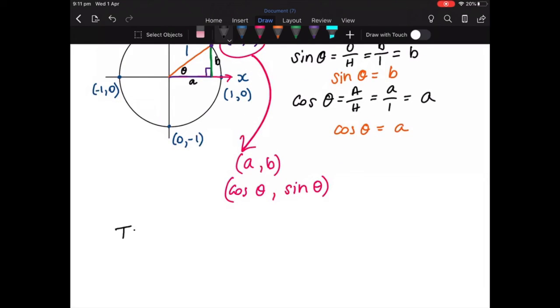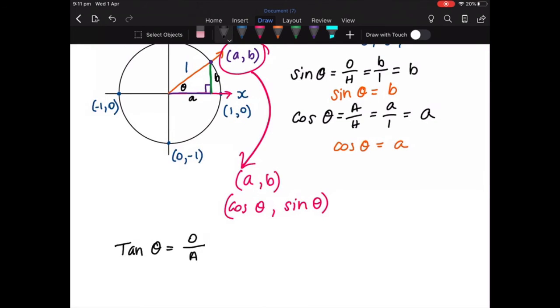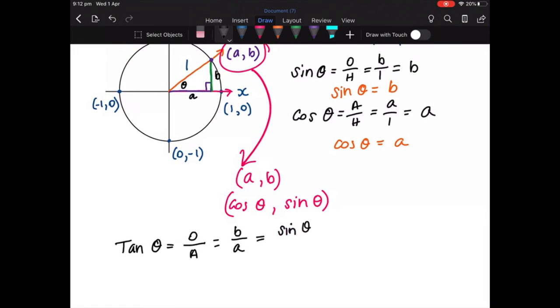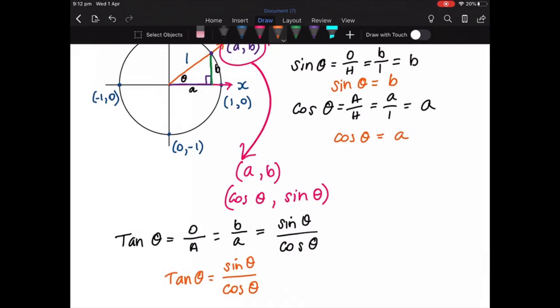Now we can also look at tan. The tan of theta is equal to the opposite over adjacent. If we go back and have a look, the opposite side of that reference angle is B and the adjacent side is A, so that is B over A. B is equal to the sine of theta, and A is equal to the cosine of theta. Therefore, tan is equal to the sine of theta divided by the cosine of theta. Let me write that underneath for you: the tan of theta is equal to the sine of theta divided by the cosine of theta. And we will leave it there.